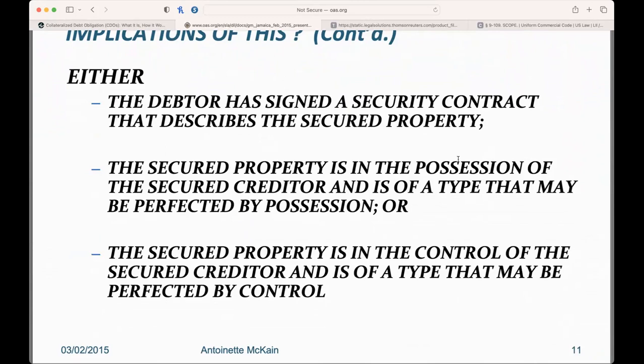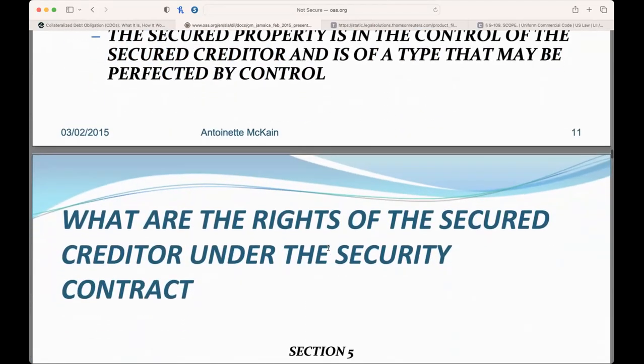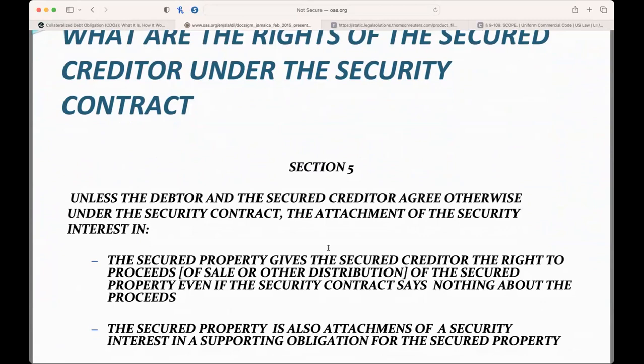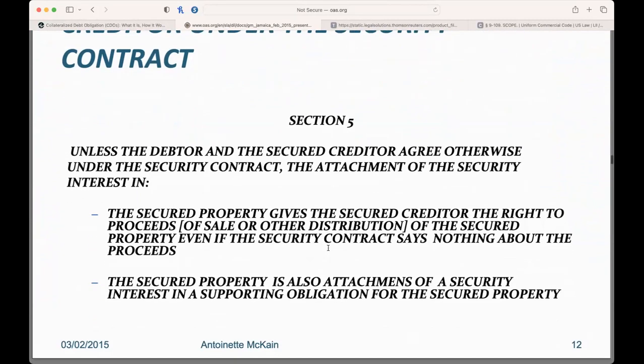The secured property is in the possession of the secured creditor. So that's again how you know we're talking about the note and not the car, because the car isn't in the possession of the secured creditor and is a type that may be perfected by possession, or the secured property is in the control of the secured creditor and is of a type that may be perfected by control. What are the rights of the secured creditor under security contract? Section 5.